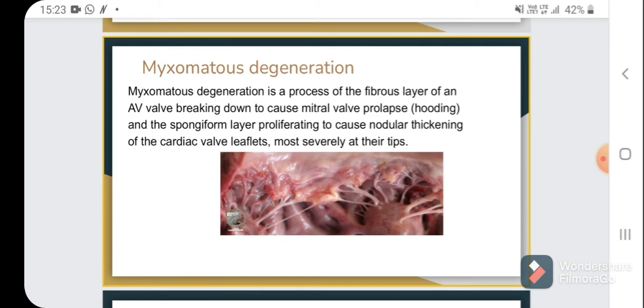As the spongiform layer has no idea how to withstand this high pressure or hostile environment, it starts proliferating in a haphazard way, which leads to uneven thickening of the valve and results in valvular insufficiency.